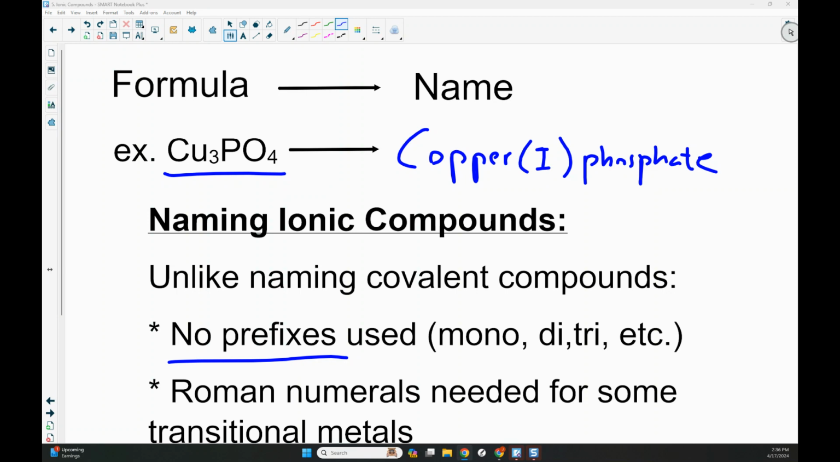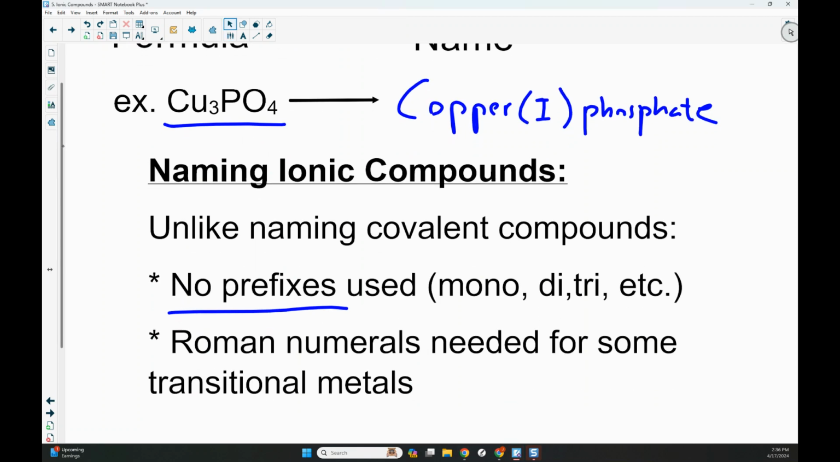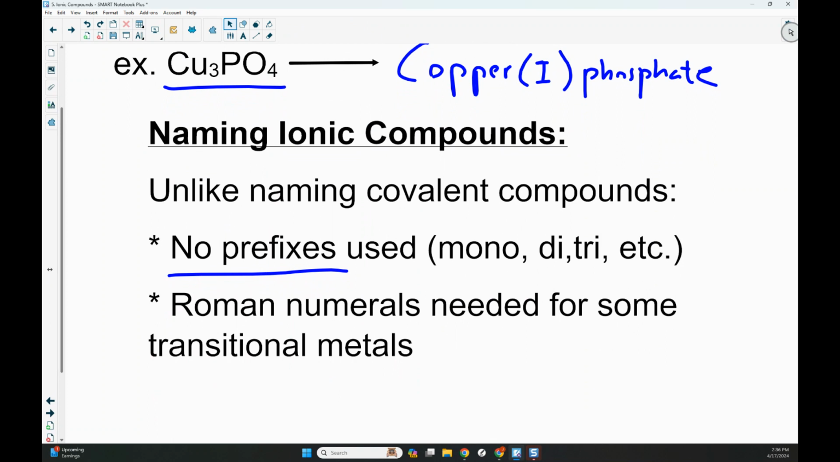So earlier in the year, like I said, we learned how to name covalent compounds. And when we named those, we used prefixes. You guys remember that? So it's like carbon tetrahydride, dinitrogen tetraoxide. You guys remember that? Yeah. So for this, we don't need to use any prefixes, no monos, dis, tris, etc. So in that regard, it is much simpler.